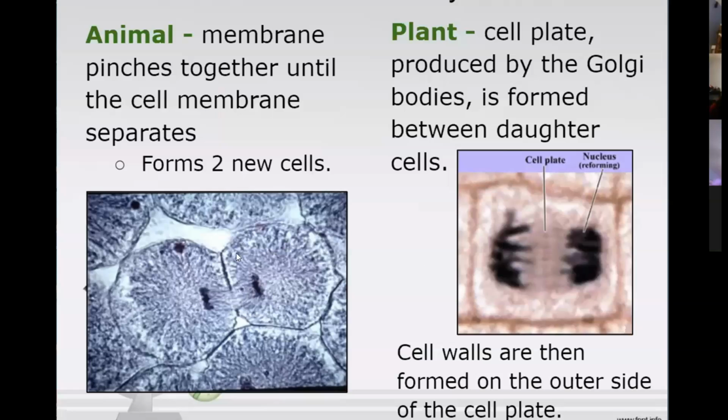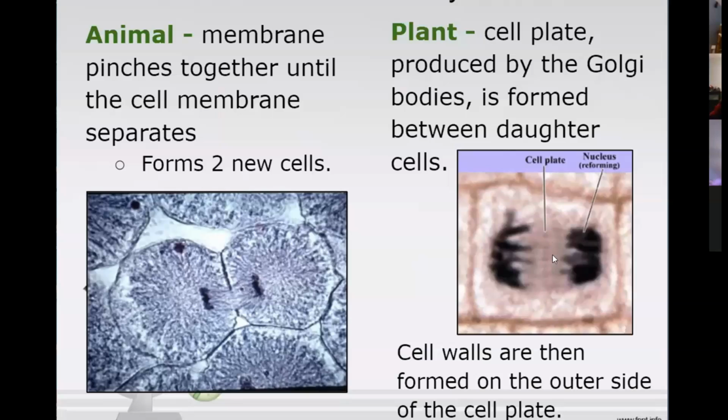So with animal cells, pretty simple. This is a fish blastula. You just have a cleavage furrow that divides. It's kind of like if you had some slime and you pinched it in the middle, you'd be able to pull it apart. Okay, so just pinching it in the middle.